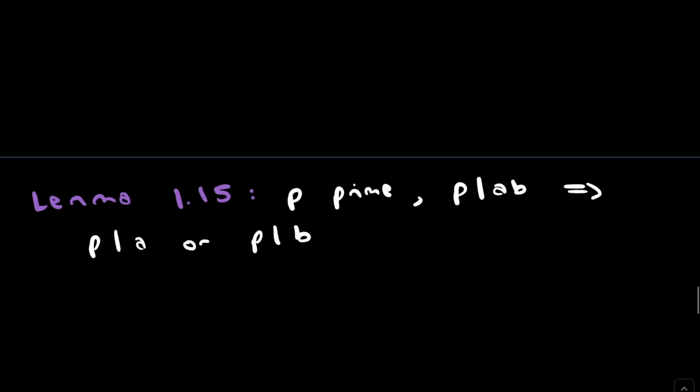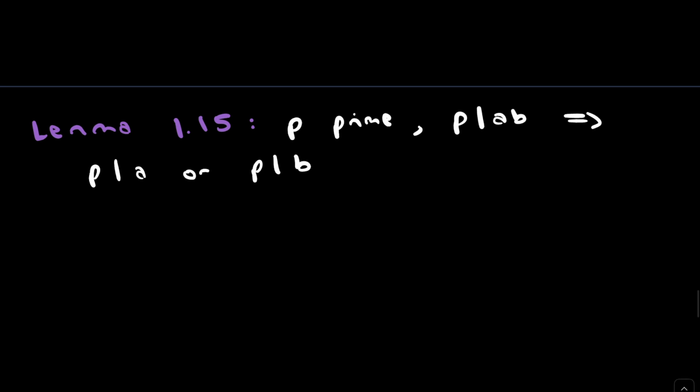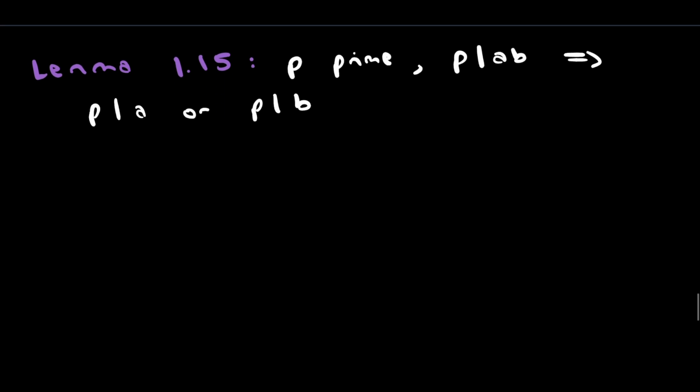And here's the lemma that actually makes this work. If a prime P divides a product AB, then P divides A or P divides B. The proof leans directly on what we just built, which is if P does not divide A, then P and A are co-prime.